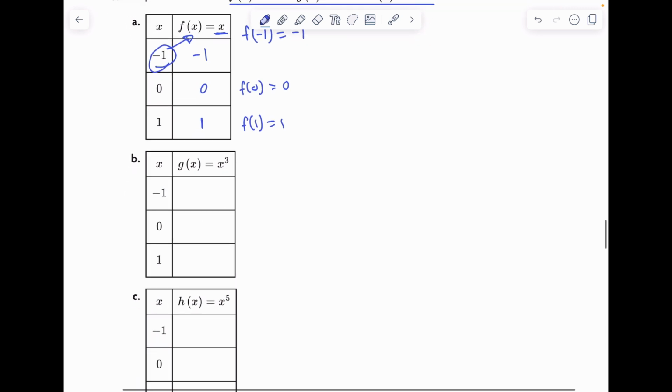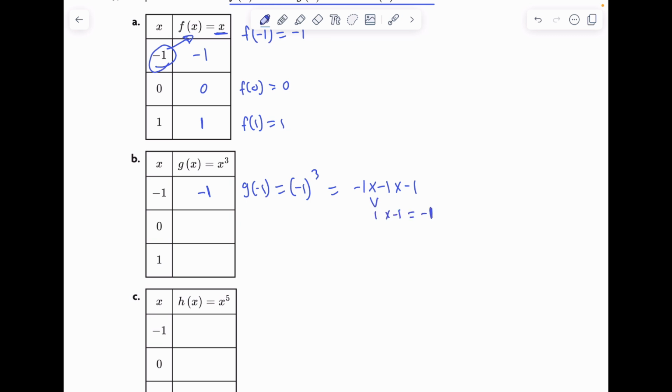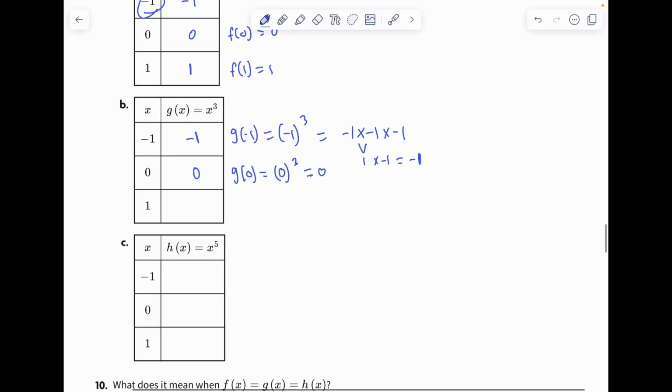Now let's think about g of -1, which is equal to -1 cubed, which is -1 times -1 times -1. This is 1 times -1, which is equal to -1, okay? g of 0 is 0 cubed, which is equal to 0. And then g of 1 is equal to 1 cubed, which is just 1.